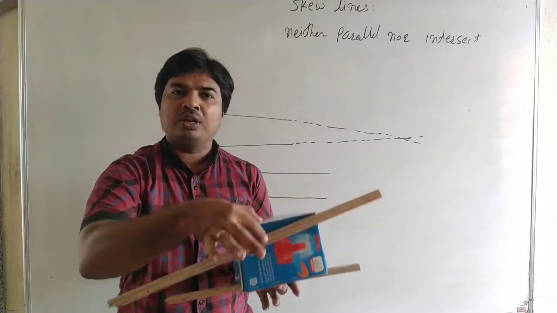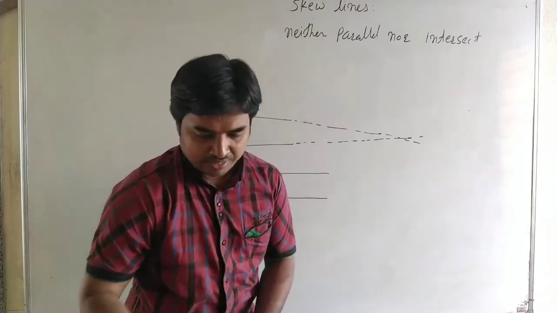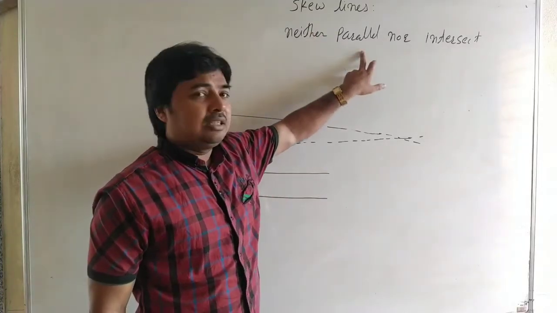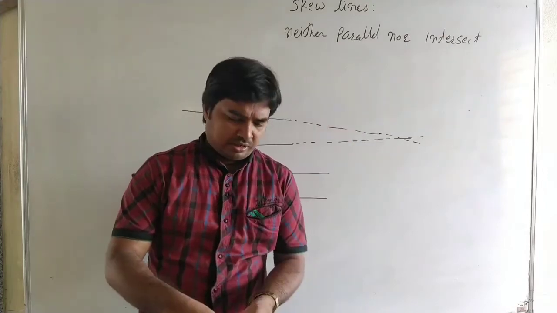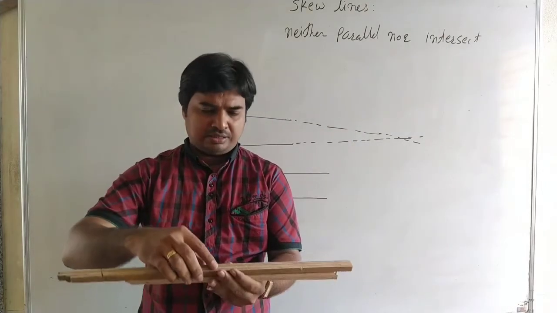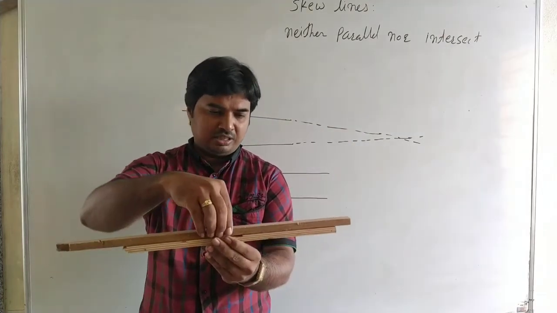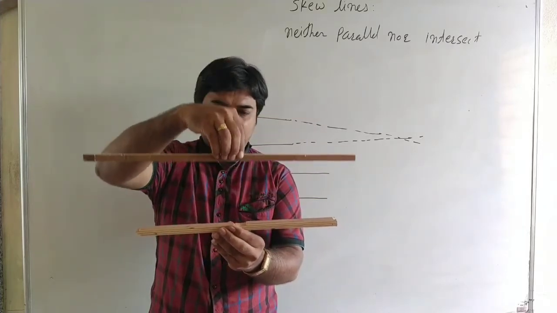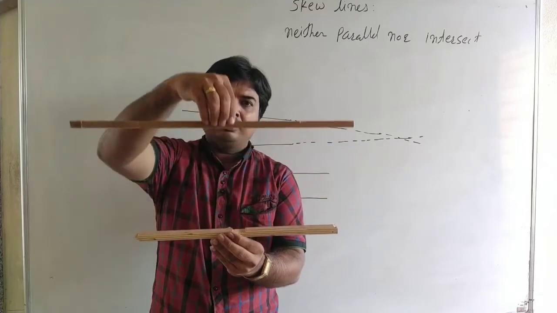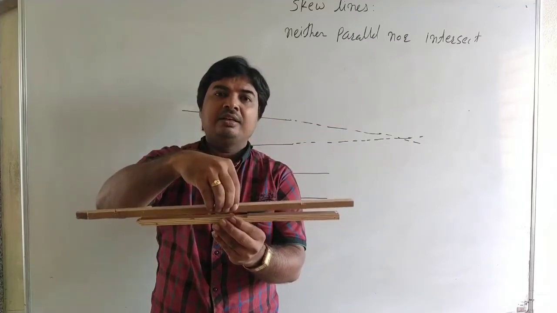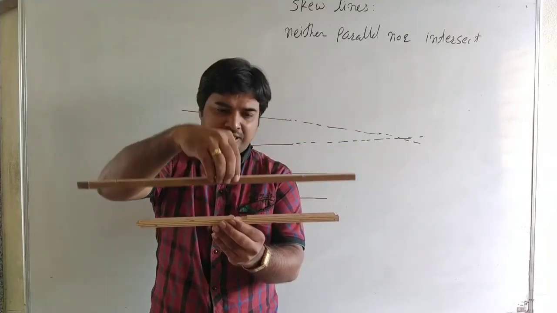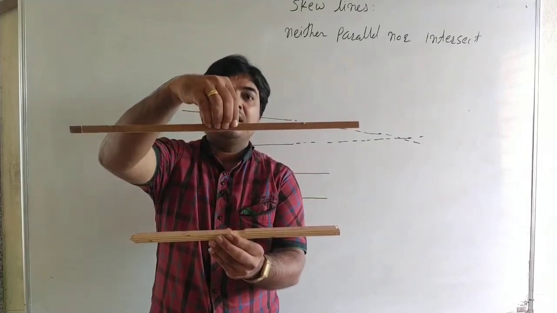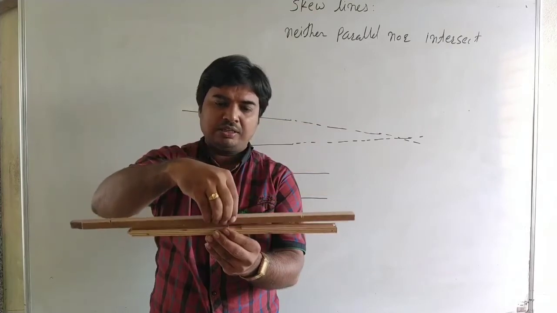That means non-coplanar lines are called skew lines, neither parallel nor intersecting. Here, if two lines are parallel, see carefully, then those two lines lie in the same plane. If two lines are parallel, then the lines are contained in a plane. That means they are coplanar lines.